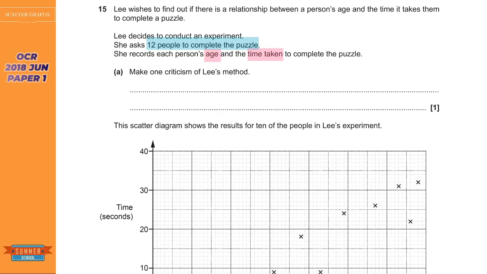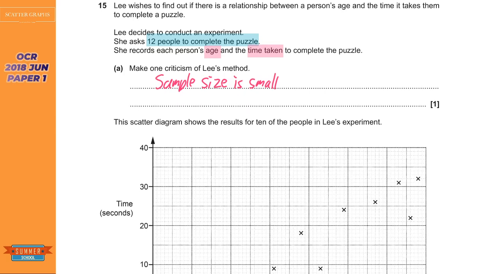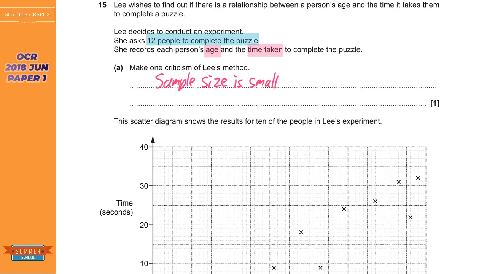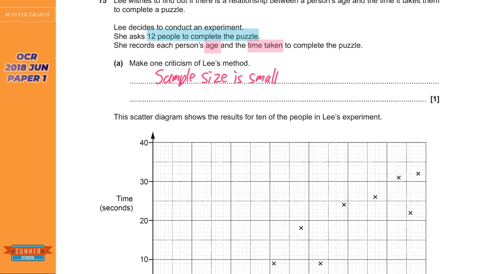Now, we don't know an awful lot about Lee's method, but we do know that there are only 12 people, and 12 is not an awful lot. So we could say something like sample size is small. You might also be able to mention that there's nothing there saying that the people were selected randomly, or anything along those lines. But given we're only given one piece of information, I'd probably make a comment on that.